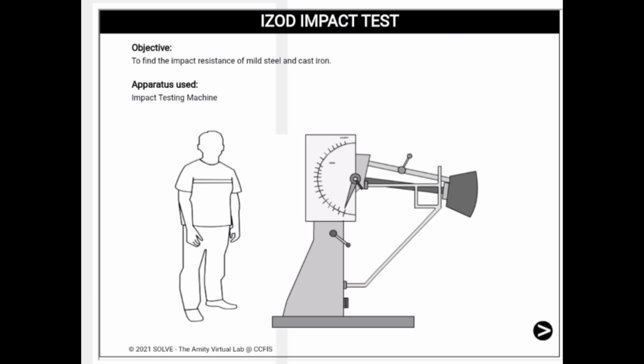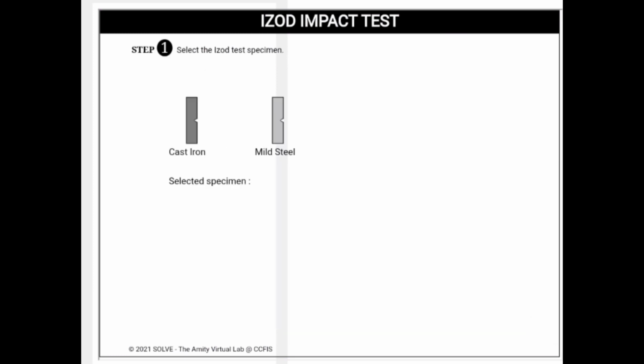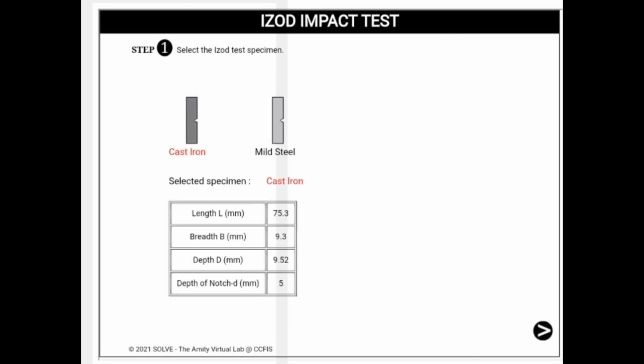My metric number is 33DCE20F2017. Today I am going to do the Izod impact test, which is to find the impact resistance of mild steel and cast iron. Step 1 is to select the Izod test specimen. So we are going to select cast iron. The length is 75.3, breadth 9.3 and 9.5, and lastly 5.